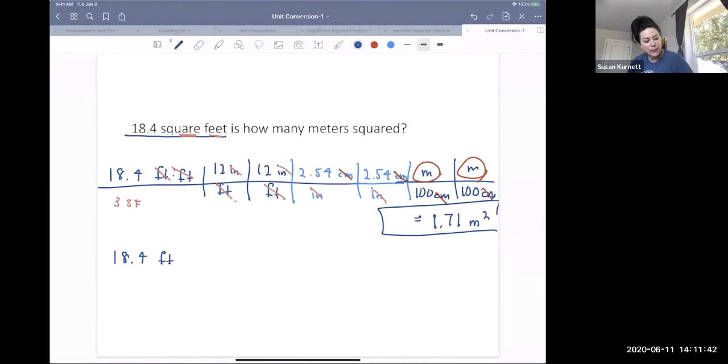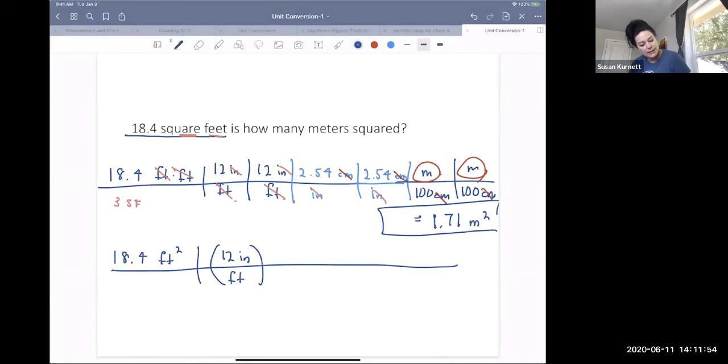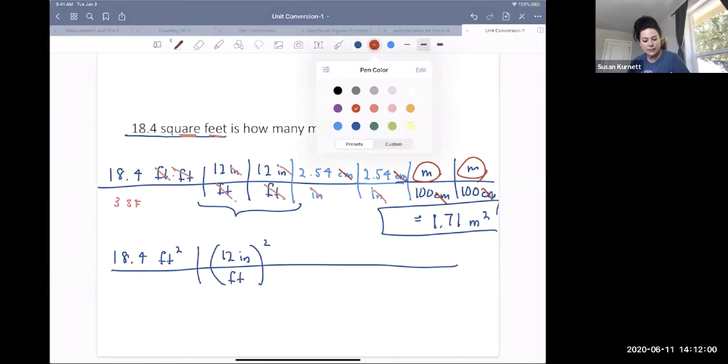And here's a way to do that shorthand. So you know how multiplying is just adding shorthand? Squaring is just multiplying shorthand. And so I'm going to use my conversion that gets me from feet to inches, and instead of doing it twice, I'm going to square it. Just make sure that you're remembering that you're squaring everything inside the parentheses.